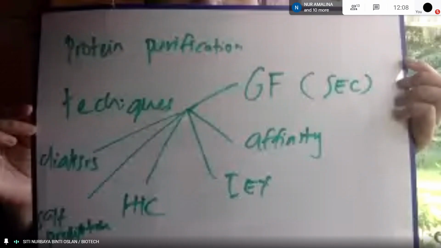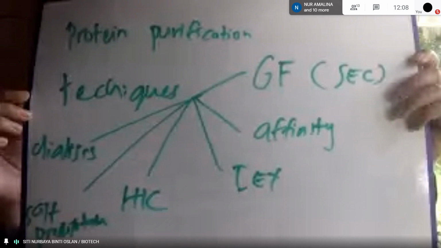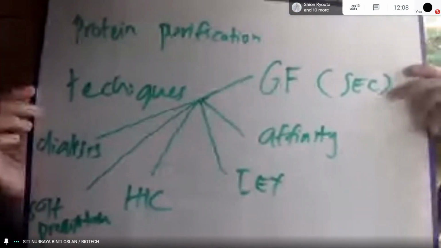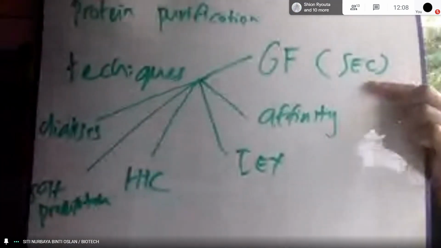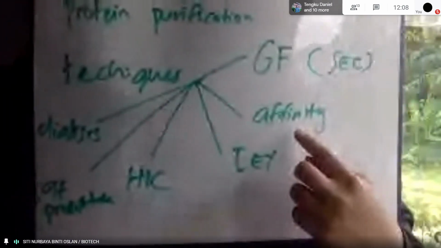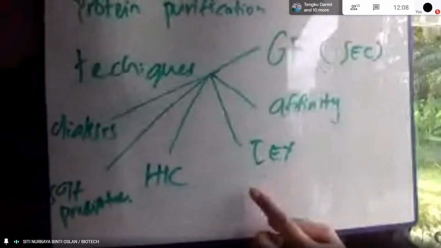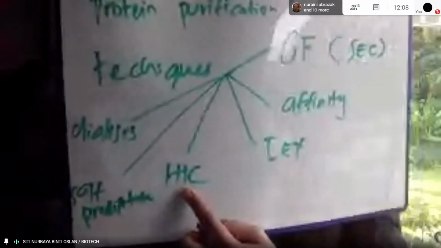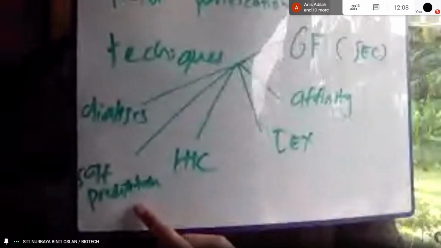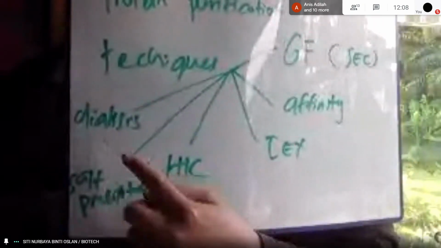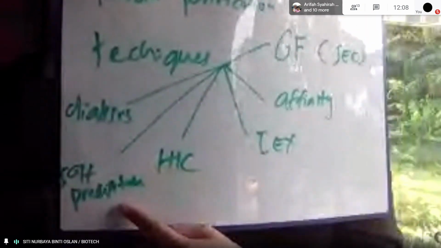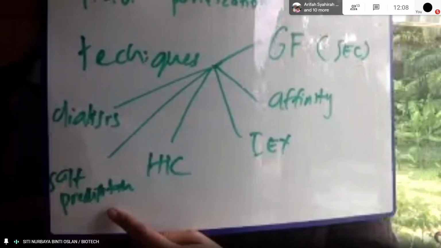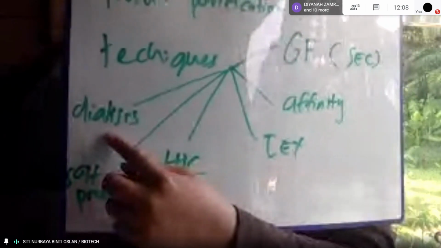Okay, so we have these protein separation techniques. We have done the gel filtration, also known as size exclusion chromatography. And then we have the affinity, the one that we have done in the lab. And then we have the IEX. We have not done this HIC, but it's almost similar to IEX. And then we have this salt precipitation. We haven't discussed this, but you have known about this during your biomolecule class last time. And then we have this dialysis.